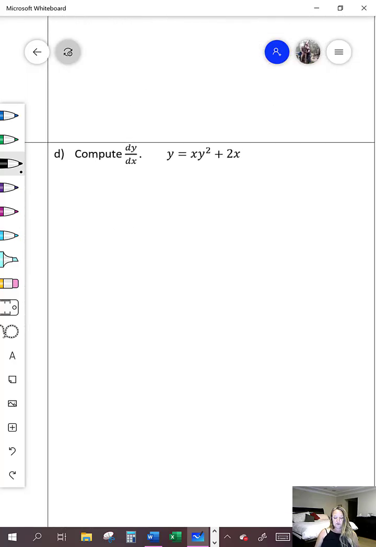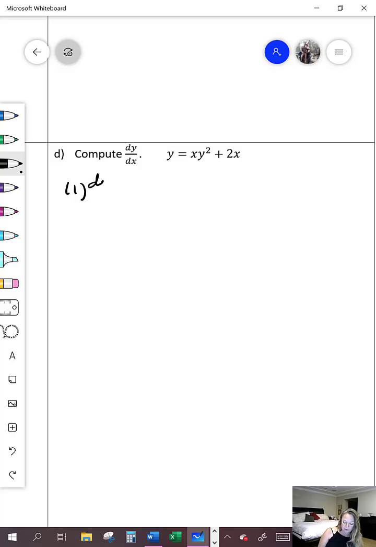So part D, compute the following: dy over dx. y is equal to x times y squared plus 2x. So we want to go through here and use implicit differentiation. And so wherever we take the derivative and it's with respect to y, we're using the chain rule and we want to tack on that dy dx. And so take the derivative of both sides. Derivative of y is 1. It was with respect to y, which is a function of x.